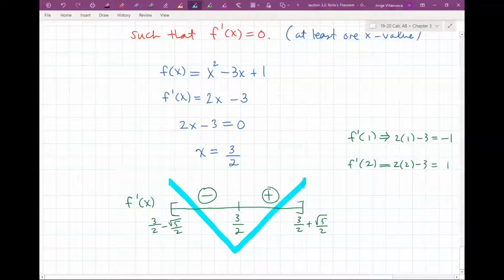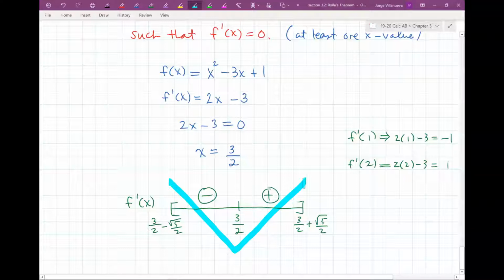So if they really wanted me to be specific, what kind of extrema do I have? Well, I'd have a relative minimum. And actually, since this is a parabola, that would be an absolute minimum. Okay? Now, you don't have to do all this work for part B.